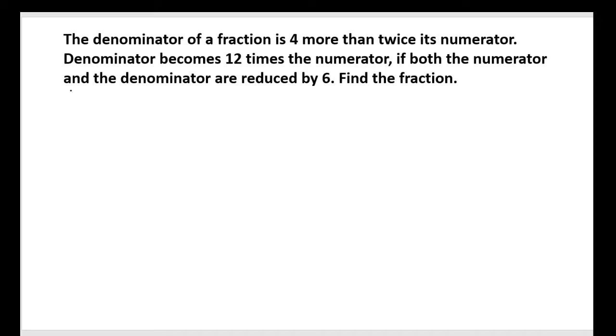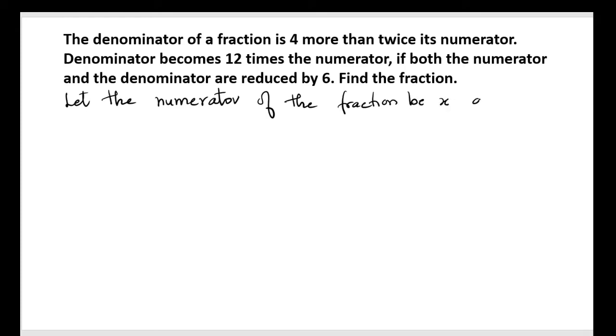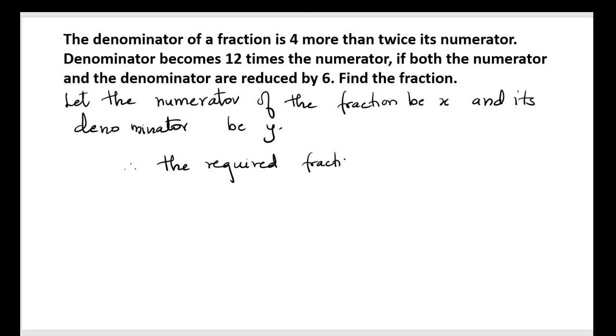Here we would call the numerator x and the denominator y. Write the first statement: let the numerator of the fraction be x and its denominator be y. Therefore, the required fraction is x upon y. Now let us look at the conditions.